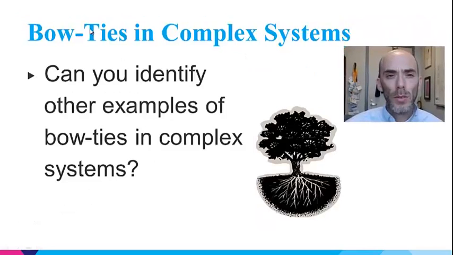So now I would like you to think about complex systems in general, biological and technological, and try to identify this property of bow ties. Can you identify other examples of bow ties in complex systems? I'm giving you a hint here on this slide, but try to think of examples that are beyond this particular example that I show here.